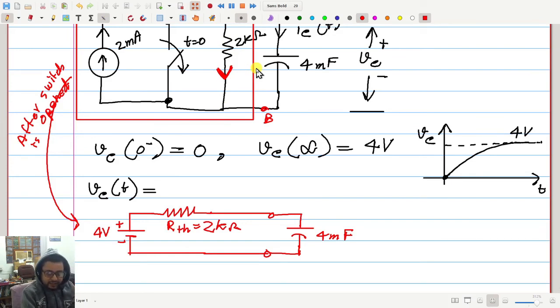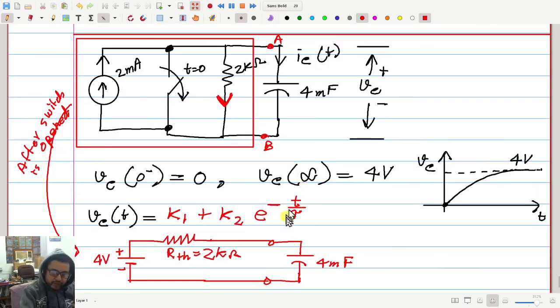Then this voltage VC(t) will be of this form, something like K1 plus K2 e to the power minus t by some tau. And how much will be the value of tau? Thevenin resistance times this capacitance, which is 8 seconds.